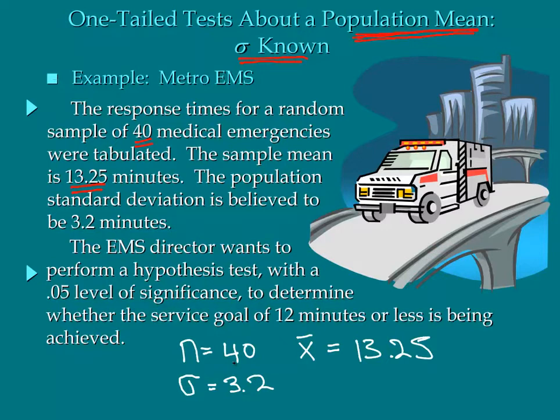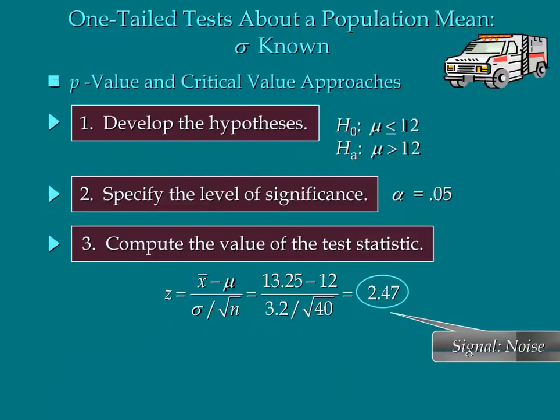The EMS director wants to perform a hypothesis test with a level of 0.05. Alpha equals 0.05. This is to determine whether the service goal of 12 minutes or less is being achieved. So, first step is we develop the hypothesis.